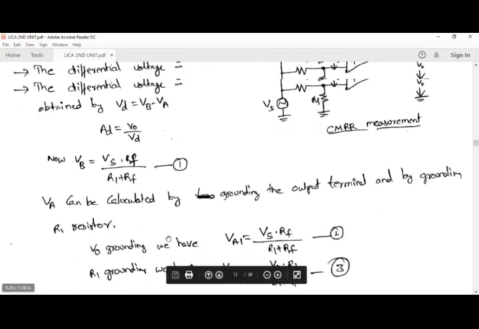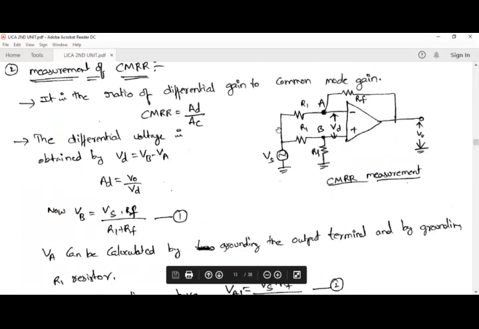Next, we are making R1 grounded. We are taking this outside and making this terminal grounded.